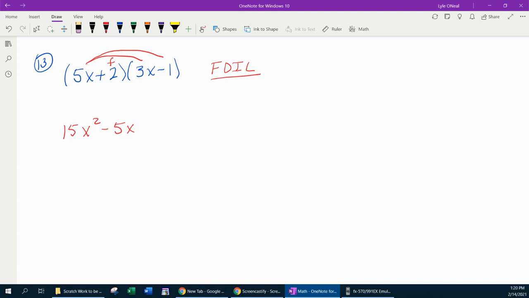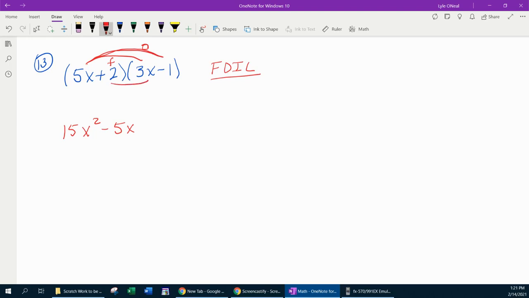And then if you notice, those two that we just did are on the outside. So we did the first and then the outside. And now notice that the 5x has been, let's say, used up. He has been distributed to both terms in the second set of parentheses. So now it's the 2's turn to distribute.